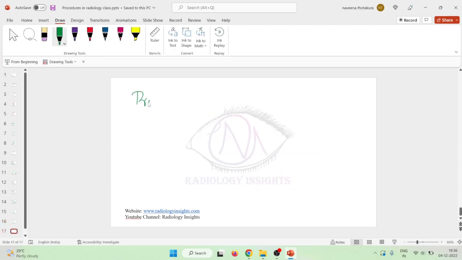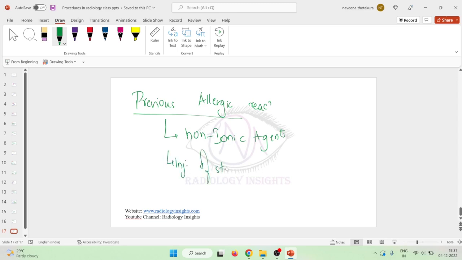Then, if the patient has a previous allergic reaction to contrast, it is also a risk factor for using intravenous urogram. In them, we should use non-ionic agents, number one. Number two, we should also give injections of steroids in case of any allergic reaction. The injection of steroids is given 12 or 4 hours before the procedure to these patients.